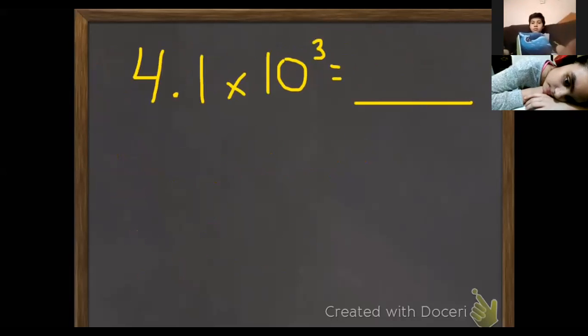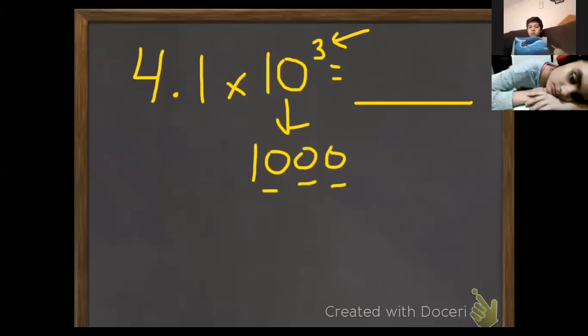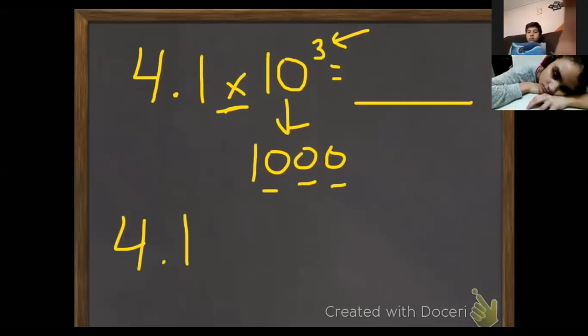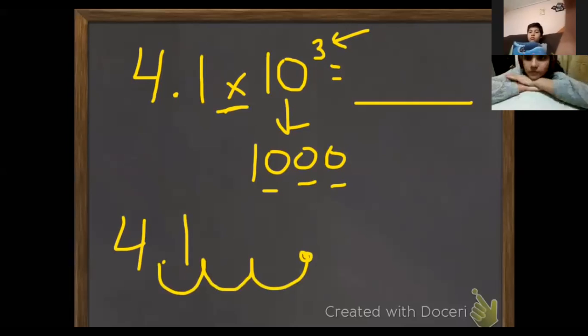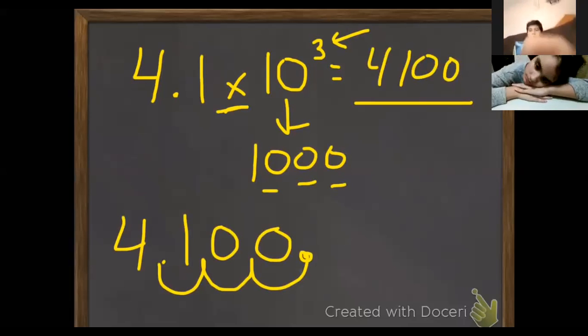Another example. Again, the exponent tells us 3 powers of 10. We know that that is the same as 1,000. 3 zeros indicates 3 powers of 10 as well. So we know in 4 and 1/10, we're going to need 3 shifts to the right. Why to the right? Because we're multiplying, in this case, multiplying by a whole number. So 1, 2, and 3. This time we've created 2 empty place value positions. We fill in 4, 1, 0, 0 for a grand total of 4,100.